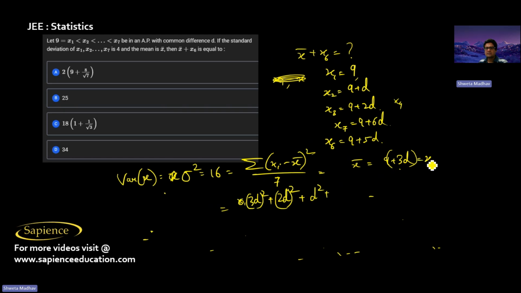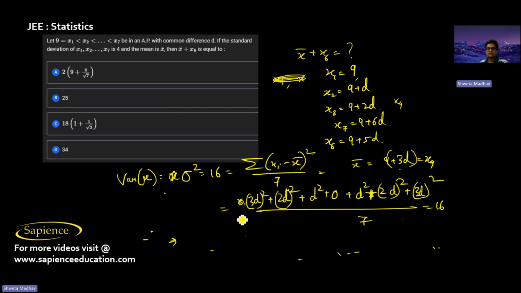So x4 is same as x bar, so this will be 0, plus for x5 that is 9 plus 4d, that is again d square, plus this is for x6 that is again 2d whole square, plus x7 that would be again 3d whole square. So that divided by 7, and that is given as 16. Therefore d we can find out. So this is 9d square plus d square plus 4d square into 2. So 2 divided by 7, that is equal to 16.